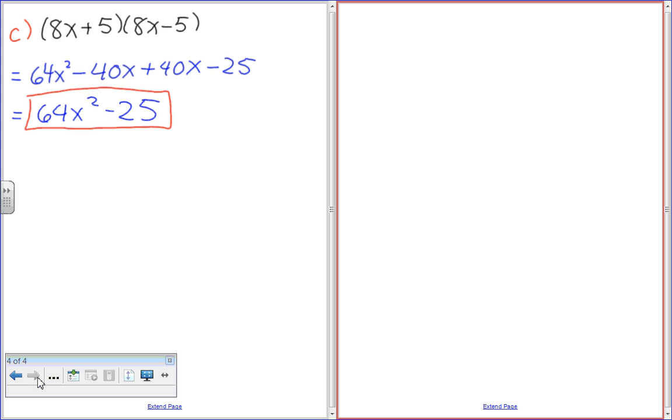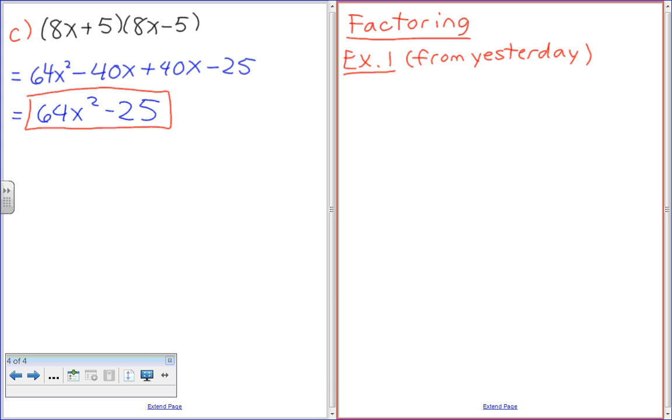So this is going to be example 1, which is graphing. Just going to say sketch. If you want a title, our title is actually factoring. And I'm going to say example 1 from yesterday. I asked for graph.